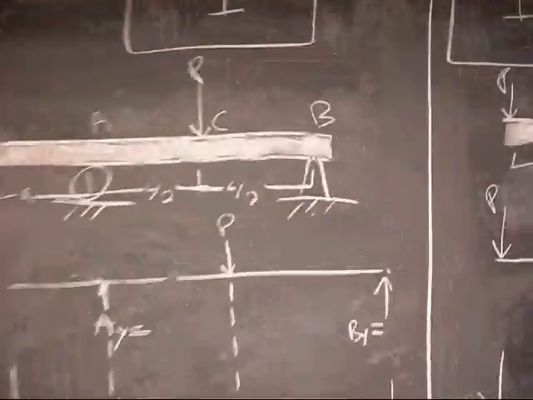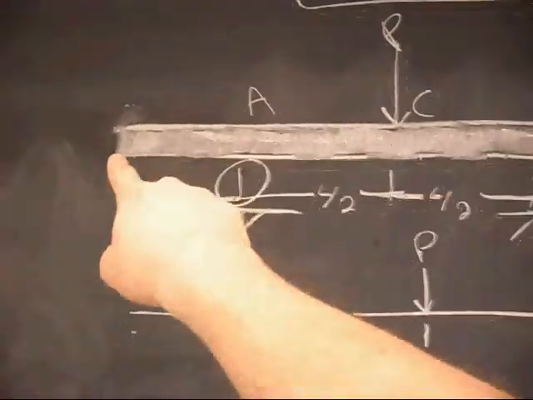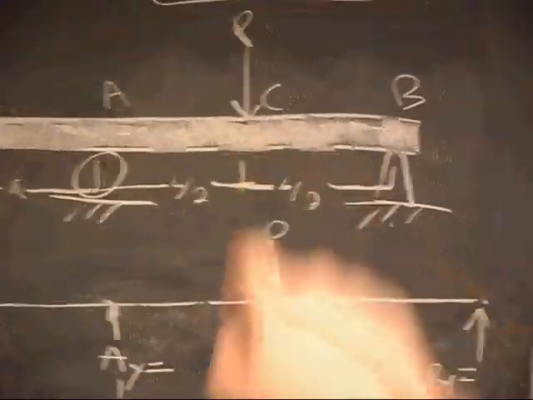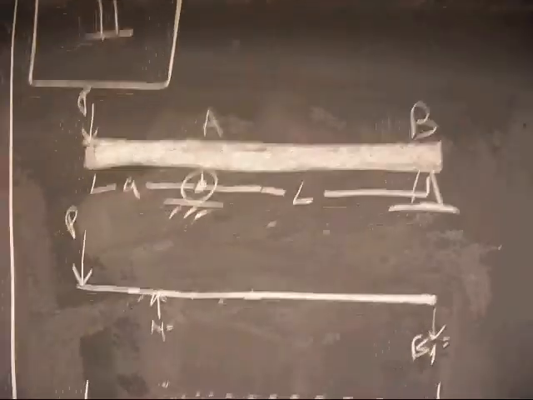For number 1, we're just going to be assuming this force here doesn't exist, and we only have this force. For number 2, we're going to assume we only have this force over here, but not this force.